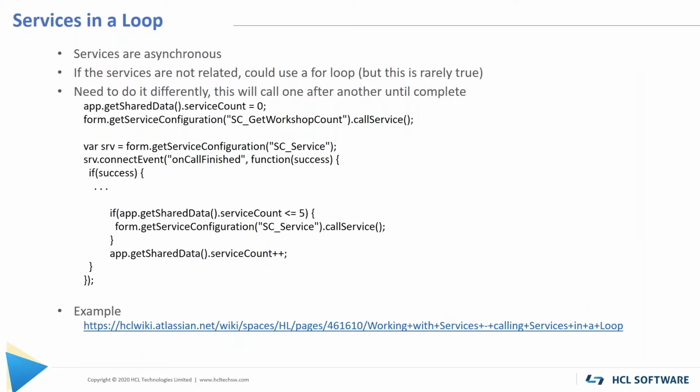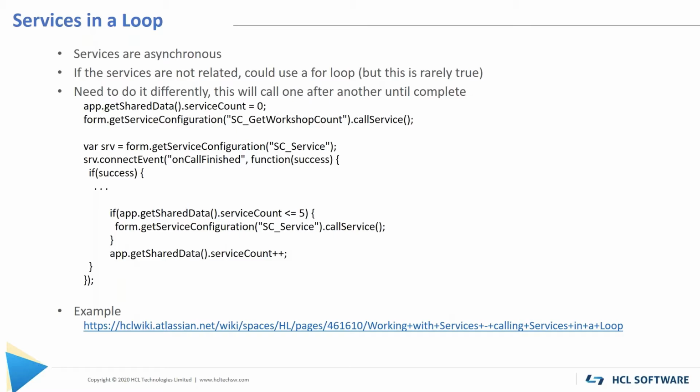Services in a loop. I've included this because it's a question that has come up often, and it's something that I've had to help people do. Services are asynchronous. So when you trigger a service, it spawns a thread and it goes off and does its work, and then it comes back. If you know that you need to trigger multiple services in a row, or maybe you have a set of services that are reusing inputs, and that means you have to trigger them one at a time, then you can't use a for loop.